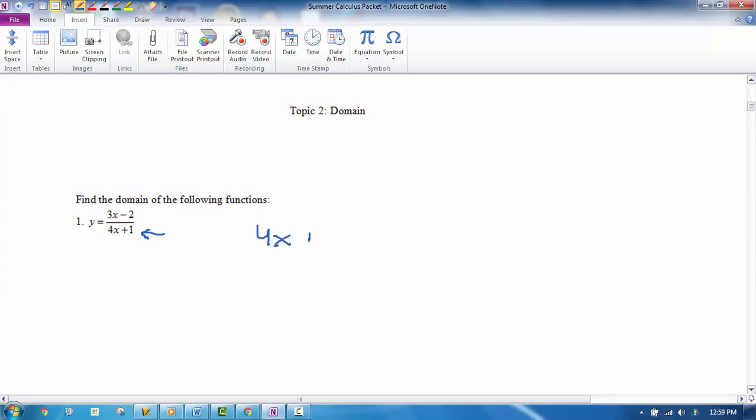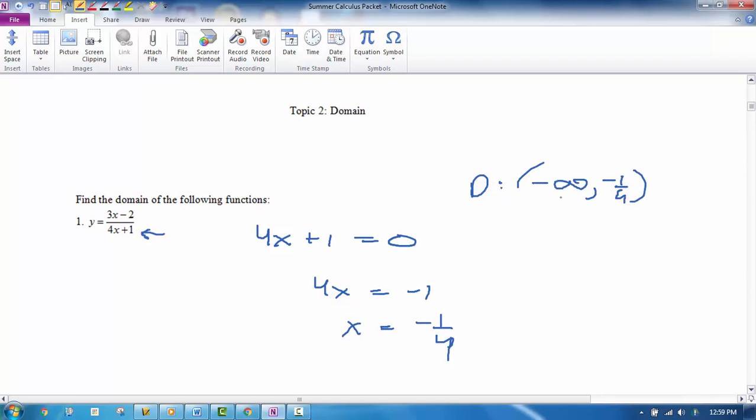So what I'm going to do is find out where that happens by setting this equal to 0. Subtract 1 from both sides and divide by 4, and you find out that at -0.25 or -1/4, if I stick that in, I get an undefined value because I'm dividing by 0, which doesn't make any sense. So that means that is the one value I can't have. So when I go to give my domain, I'm going to use interval notation. I'm going to say -infinity all the way up to that -1/4 because I can't include that. And then -1/4 all the way to positive infinity.